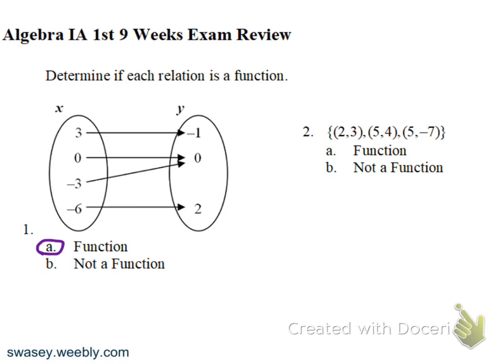It's okay for y values to repeat. It's not okay for x values to repeat. So when we look at the set of ordered pairs for number 2, we've got 5 going to 4. 5 also goes to -7. So that makes it not a function.